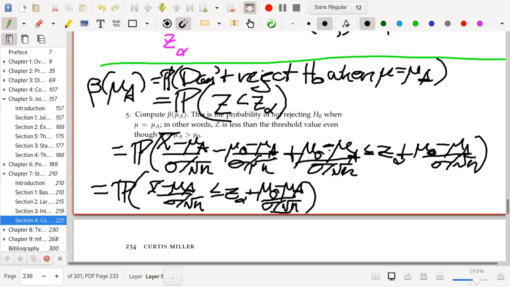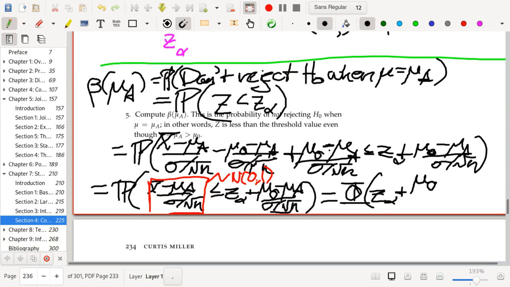So notice that the part in red is following a standard normal distribution. So this is going to be the CDF of the standard normal curve at Z alpha plus mu naught minus mu A over sigma over root n.